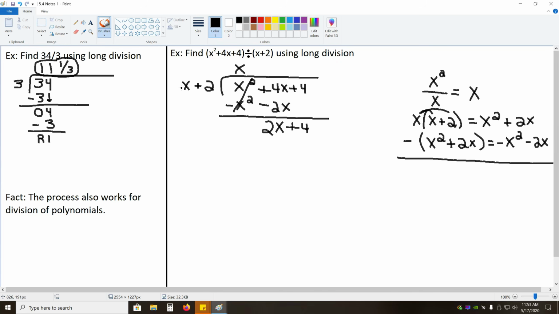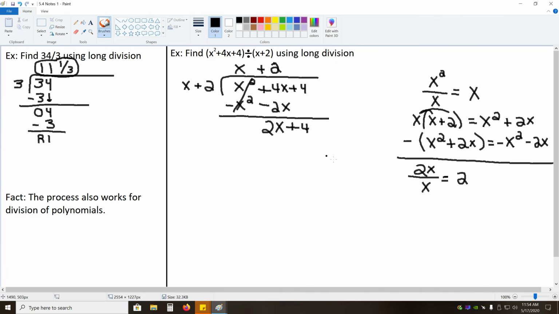So now we're going to repeat the process just like we did before. We now check how many times x will go into 2x. So 2x divided by x gives us 2. That's going to go up top, but we're not just going to write x2, we're going to write x plus 2. And if it were a negative 2, we'd write x minus 2. And now what do we always do with the number up top?